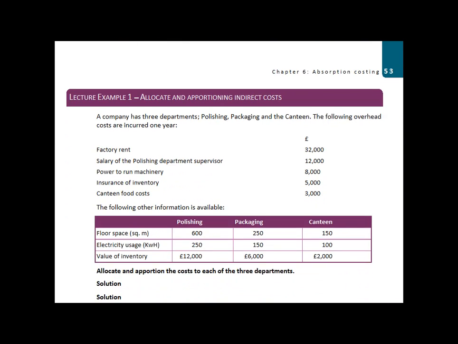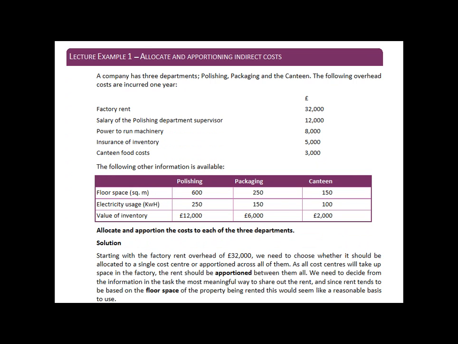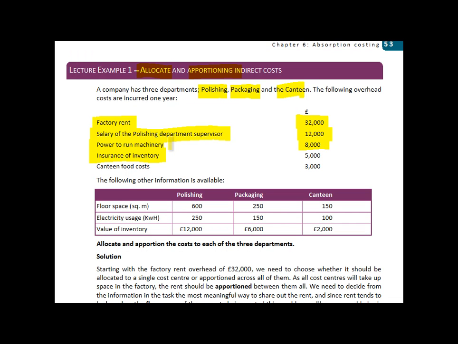Let's have a look at how we might deal with some numbers here. So we're going to look here at allocating and apportioning indirect costs or overheads. And in this example, the company's got three departments: the polishing department, the packaging department, and the canteen. And we've got a variety of overhead costs incurred. So a variety of indirect costs. We've got factory rent of $32,000, salary of the polishing department supervisor, they earn $12,000, some power or electricity charges to run machinery at $8,000, insurance of inventory that they are holding of £5,000, and then canteen food costs of £3,000.